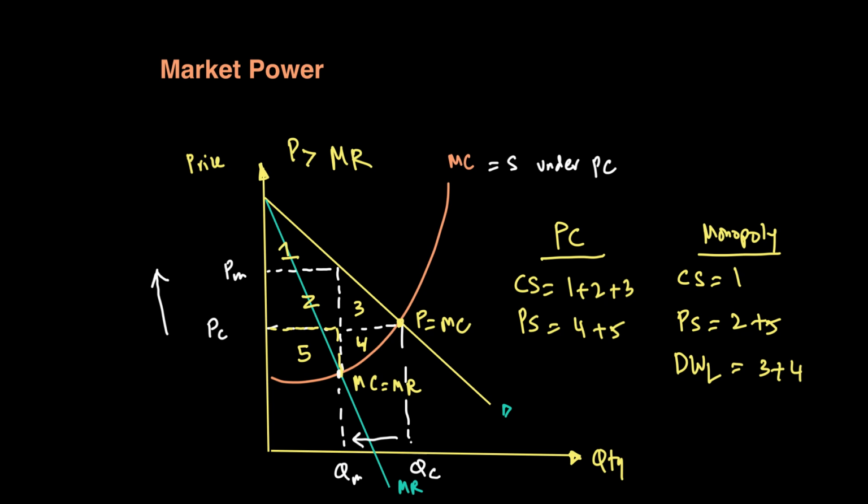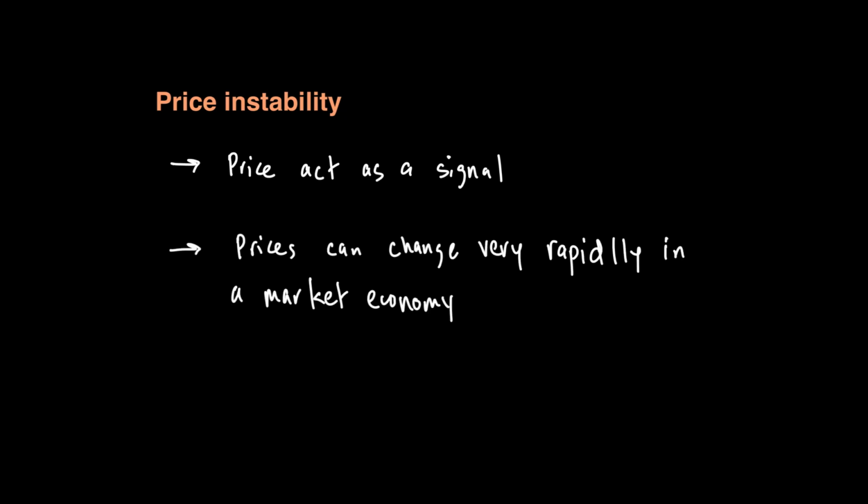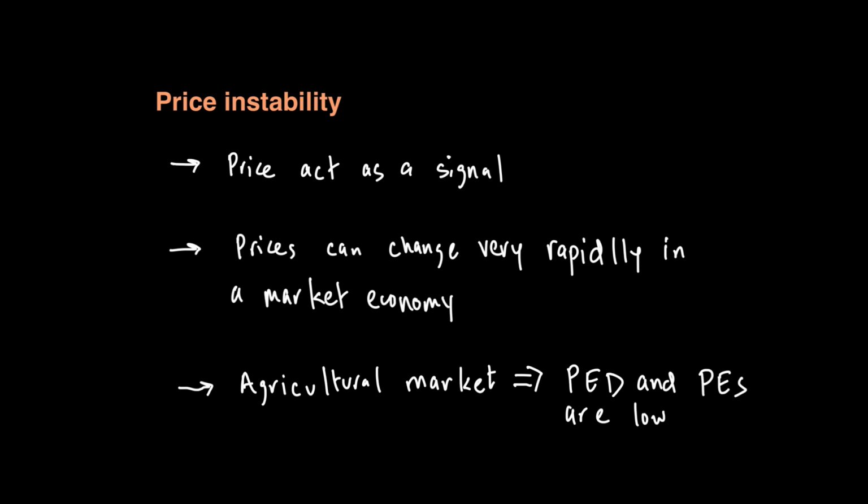Another market failure that can result in a market economy could be price instability. Now, price acts as a signal in a market economy, and it sometimes has the role of an invisible hand responsible for the allocation and reallocation of resources in an economy. However, in some situations, there can be a great deal of price instability in the market economy, where prices can change very rapidly in a relatively short period of time. This can, for example, happen in an agricultural market where the demand and supply elasticities are so low that any fluctuation in the supply can result in a large fluctuation in prices.